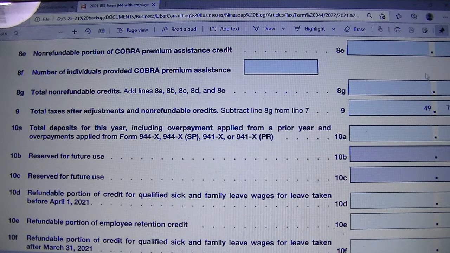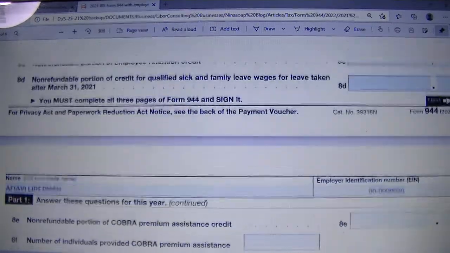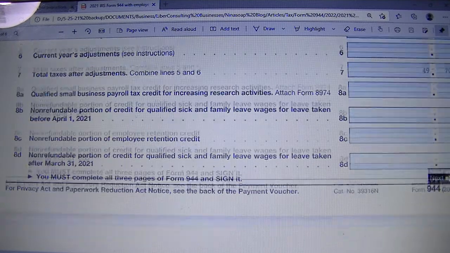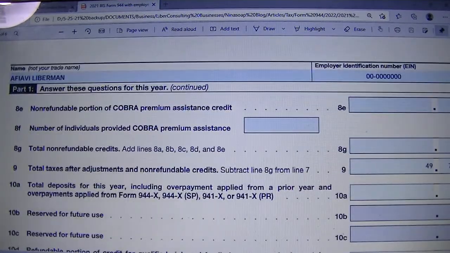You'll notice that we left line A blank. But if line 9 was 0, we'll put 0 under dollar amount, and then we'll put 00 under cents. But in our case, they say to subtract the non-refundable credits out of the total tax. So line 7 is 49.70 for us. Line 8 is 0. So 0 out of 49.70 gave us 49.70. So we have $49.70.